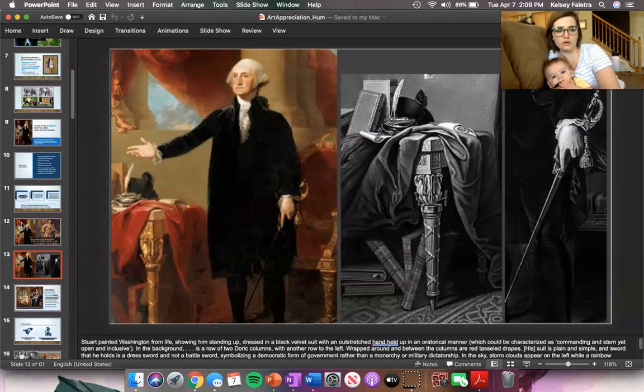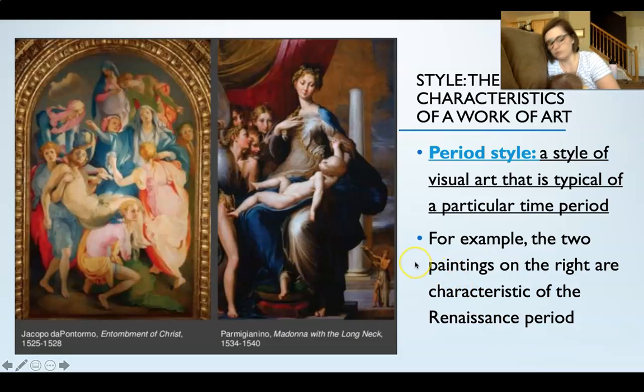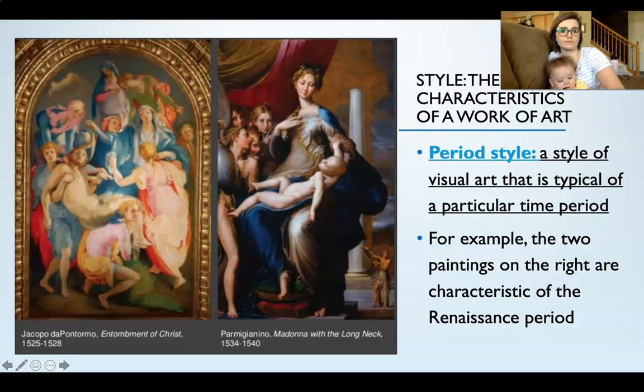We left off here. Okay. And now we're going to move on to the second part. So we talked about subject matter. Now we're going to look at style. When we do stylistic or formal analysis, we're talking about the components that make up a piece of art. So the visual characteristics of a work of art.